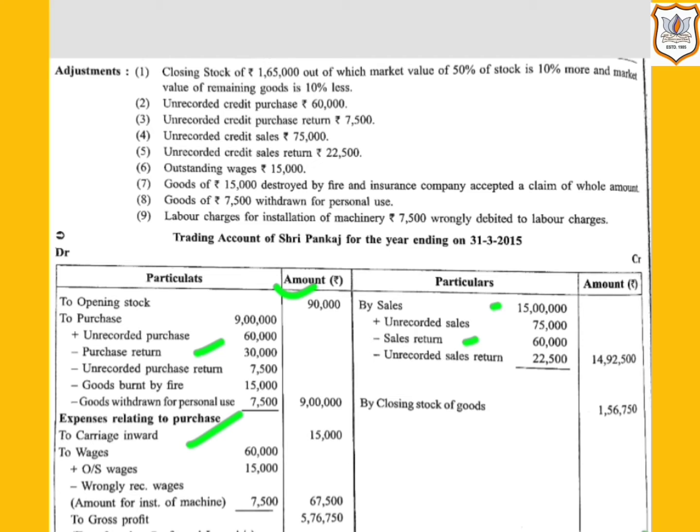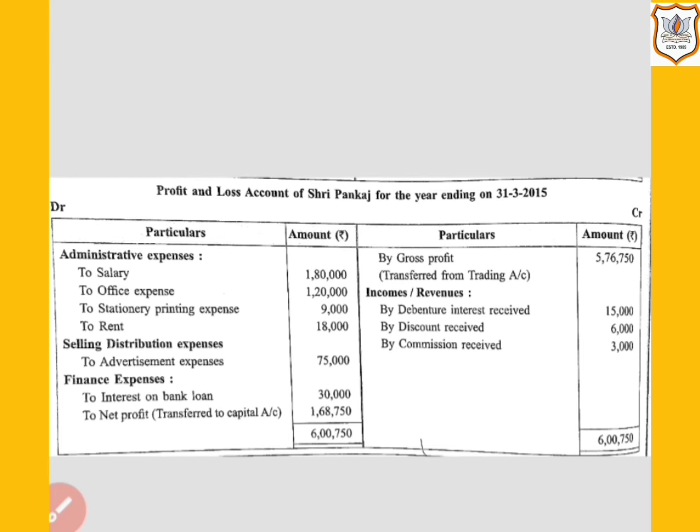Then we have salary. Now salary will be shown on the debit side of the profit and loss account, as it is an indirect expense. Indirect expenses are those expenses which are not directly associated with manufacturing of goods. So here we will show it in the debit side of the profit and loss account. Amount is rupees 1,80,000. So we must remember that all direct expenses will be shown in the debit side of the trading account, and all indirect expenses will be shown on the debit side of the profit and loss account.